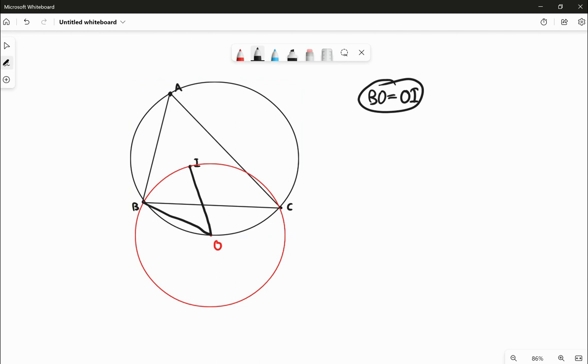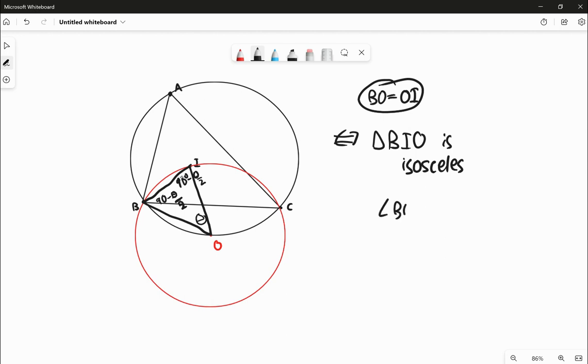Let's try getting everything into angles. Well, the best way we know to get lengths into angles is isosceles triangles. So we want to show that triangle BIO is isosceles. Well, what would this mean about angles? Suppose that this angle here was theta, and that would mean that each of these angles here were 90 minus theta over 2 and 90 minus theta over 2. And that's what we want to prove.